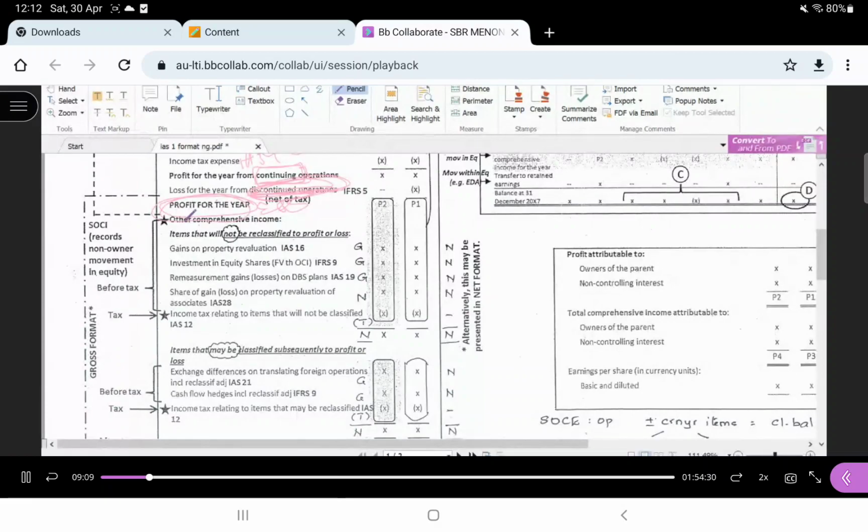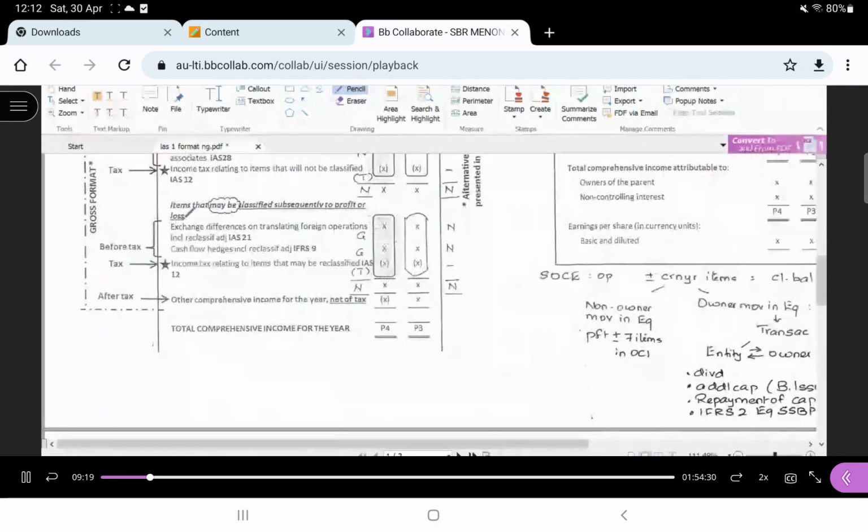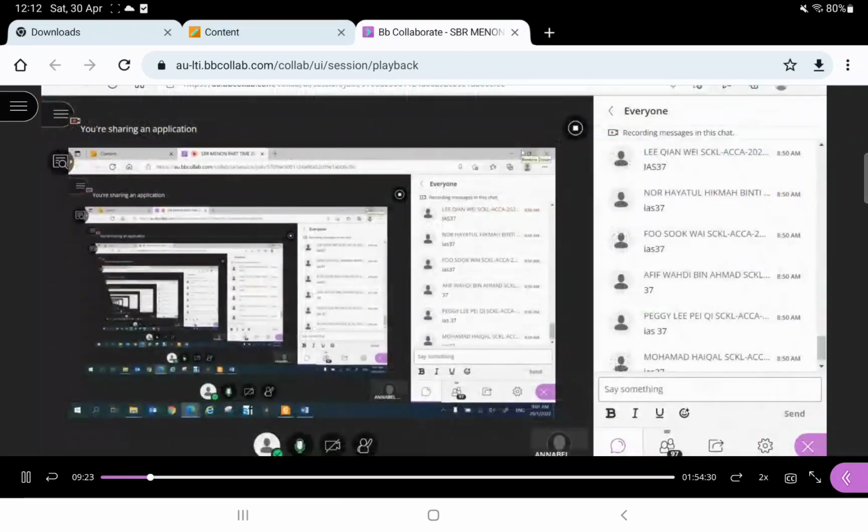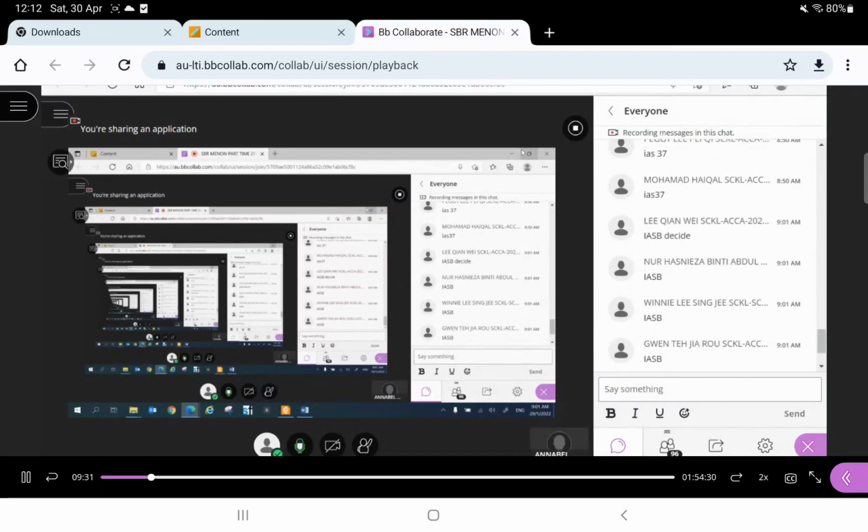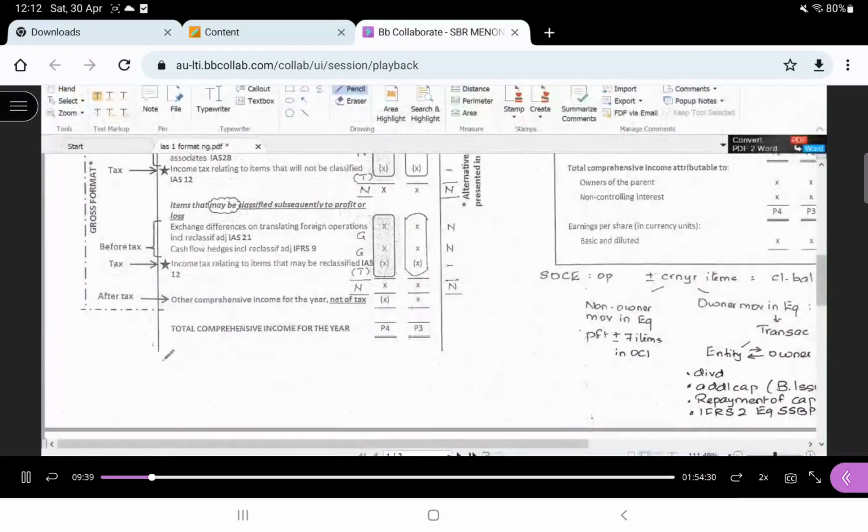Other comprehensive income generally means anything other than what goes to SOPL. But technically speaking, how do we know what the other items are? Now, I told you this very clearly last week. Can you please respond? Who is the only authority who has the right to rebut the presumption? Excellent. That's correct. Very good. So what did I explain last week?